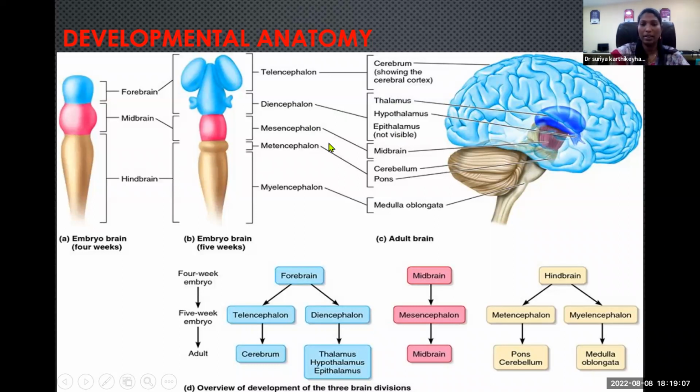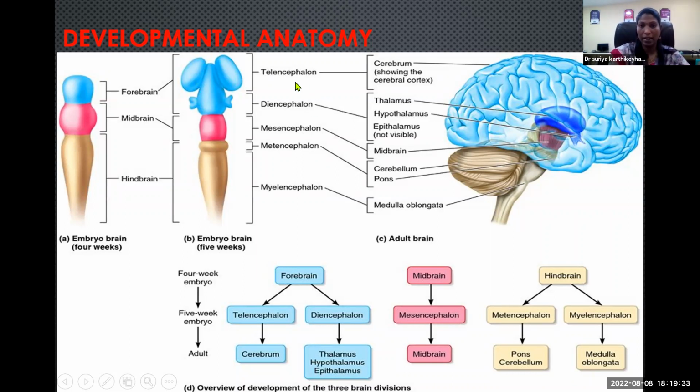And then from the mesencephalon, we are going to get the midbrain. Then the metencephalon is going to form pons and cerebellum, and the myelencephalon is going to form medulla oblongata. Again, these will be asked in MCQs, and also viva and spotters can be kept. They can ask the adult derivatives for first year students. For final year students, the derivatives of telencephalon, diencephalon, mesencephalon, metencephalon, and myelencephalon are very important.